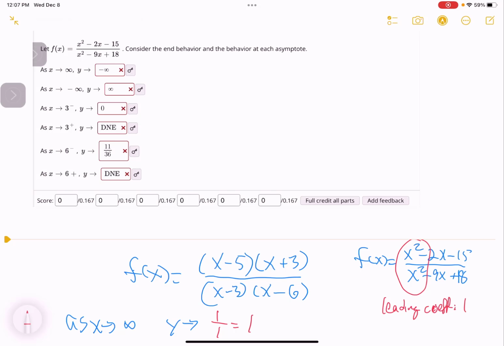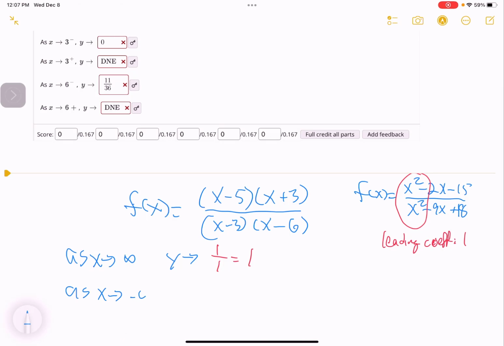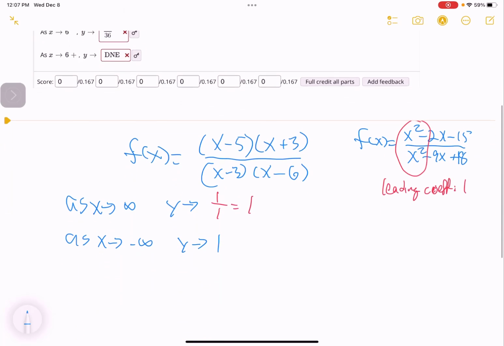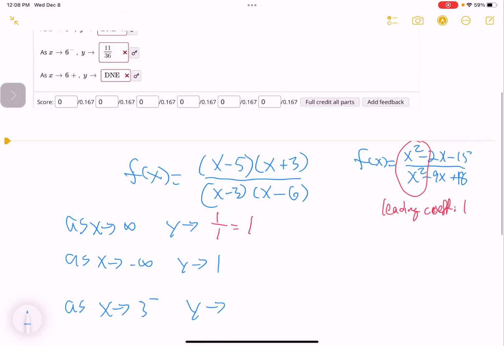It's also going to be the same thing as x goes to negative infinity. Y will also approach 1. That's leading coefficient over leading coefficient. Now the next question that comes up: what happens as x approaches 3 with a little negative there? That means 3 from the left side. So as x approaches 3 from the left side, y does what?